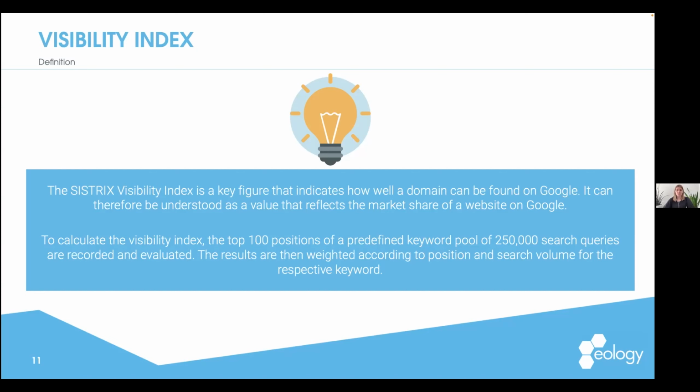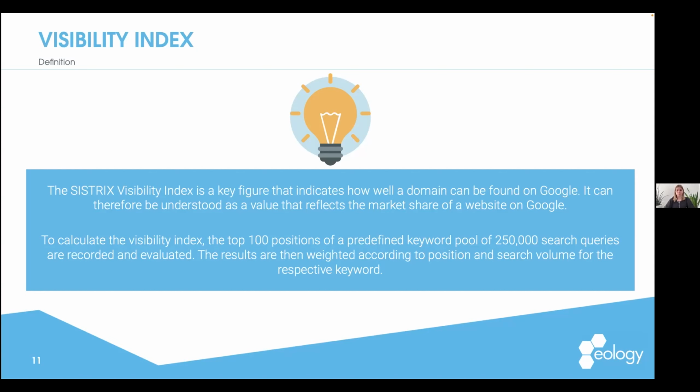For example, the 10th place of a very high traffic keyword can result in a higher value than the first place for a rarely searched keyword or search term. In addition, the weighting takes into account the different click rates that go hand in hand with the position, and the visibility is also influenced by values such as ranking keywords, links, and ranking positions.